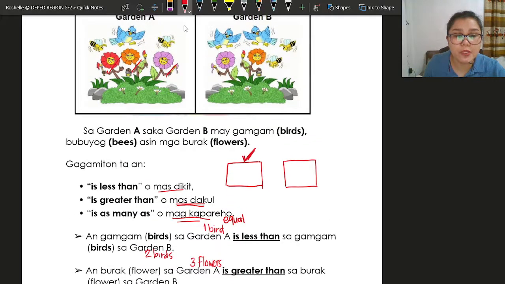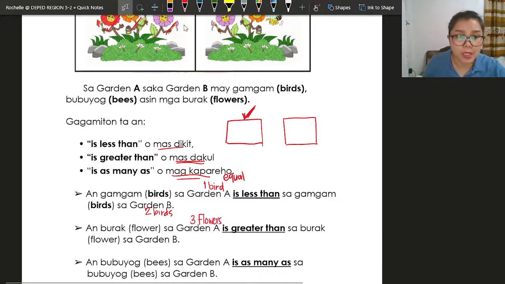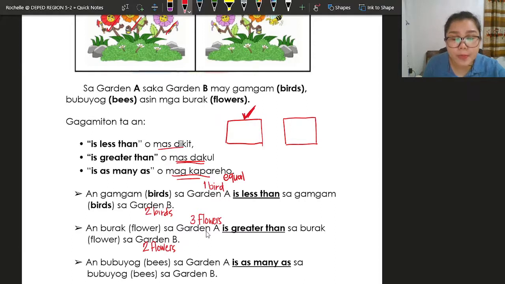How many flowers do you see in garden B? 2. Okay, so there are 2 flowers in garden B. That's why we have greater than. So, ibig sabihin, tatlo, mas mataas o mas marami kaysa sa 2. So that's why we have ang burak sa garden A, which is 3 flowers, is greater than sa burak sa garden B, which has 2 flowers.